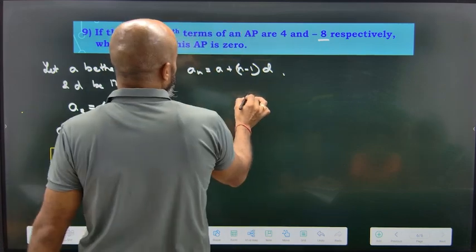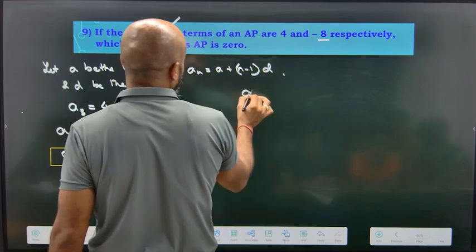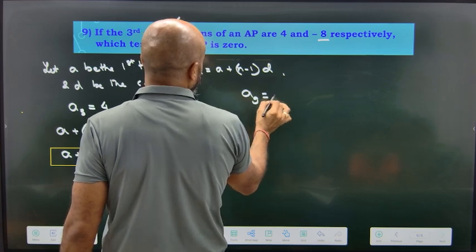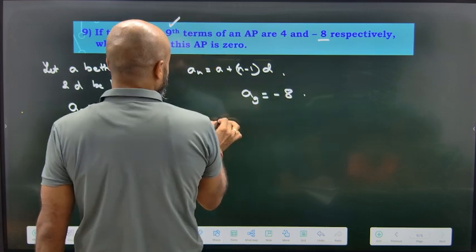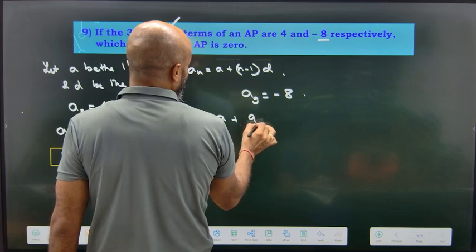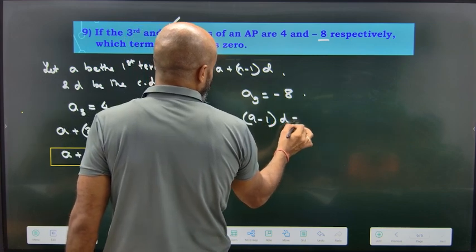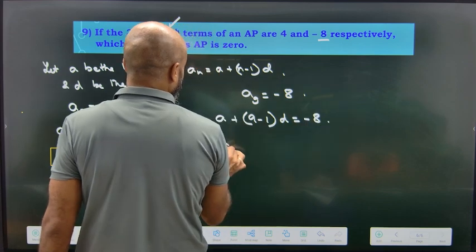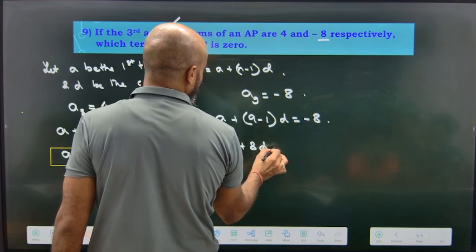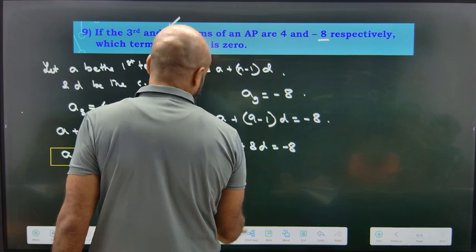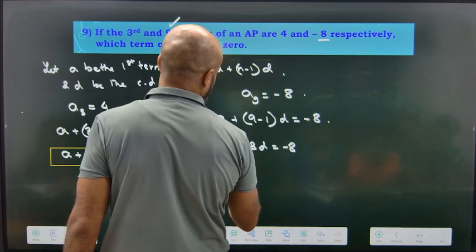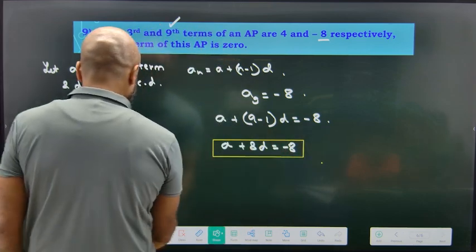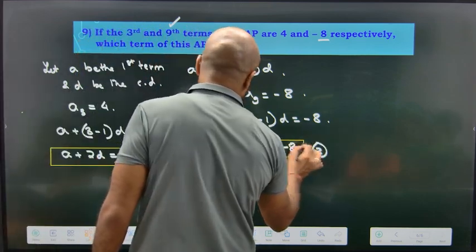Now we have minus 8. So this will be A9. A9 is equal to minus 8. That means A plus 9 minus 1 into D is equal to minus 8. So A plus 8D is equal to minus 8. Are we clear on this one? This becomes your equation number 2.